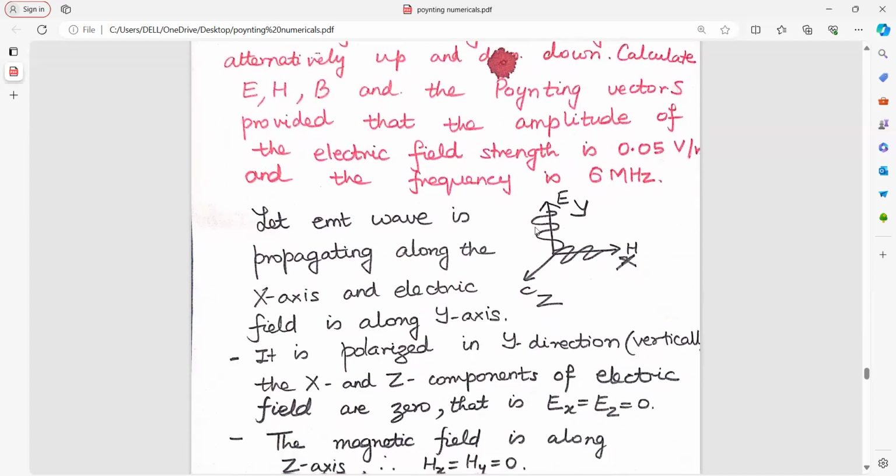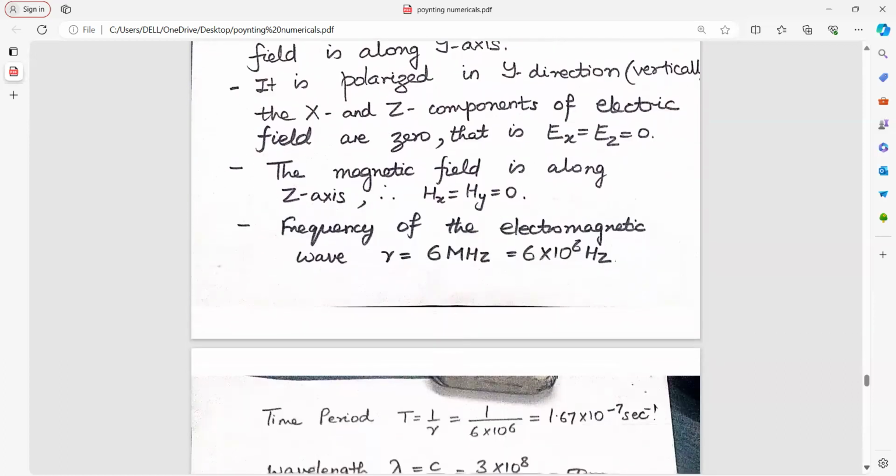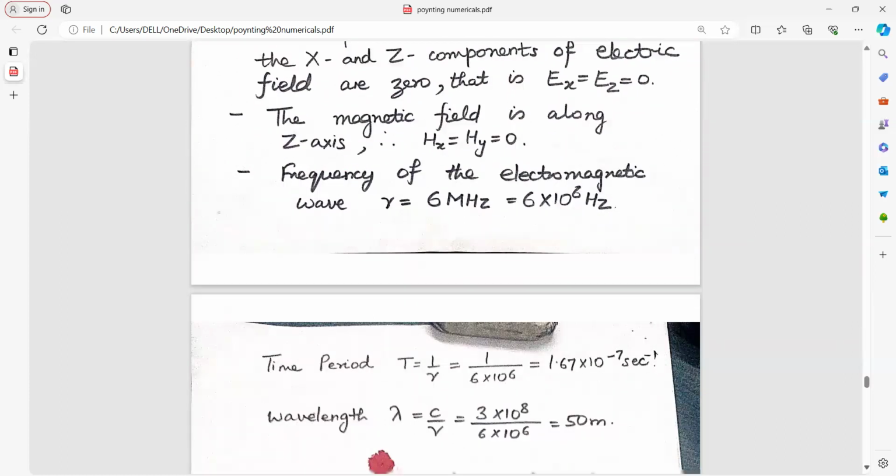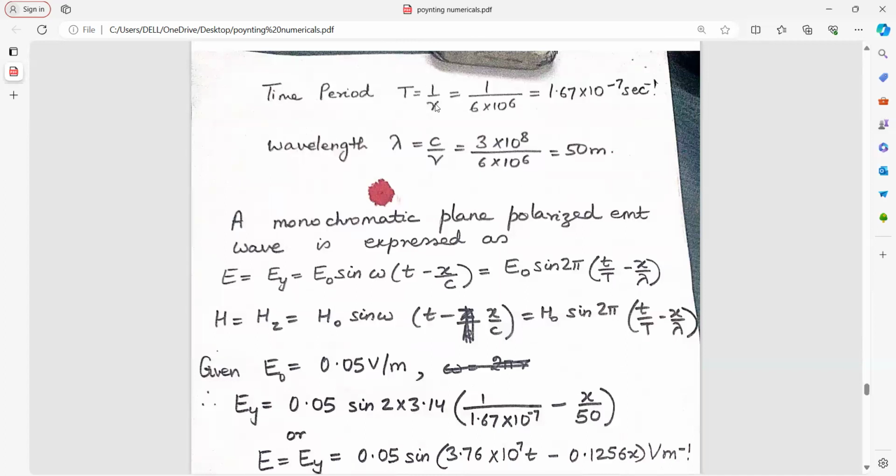How does an electromagnetic wave travel? The electric field components, the magnetic field components getting perpendicular to velocity of light. See, it is polarized in the y direction and the x and z components here are 0. This is what the numerical is telling us. So the magnetic field is along xz axis, that is hx, hy equal to 0. Frequency is 6 megahertz. Change it into hertz, that is 10 to the power of 6. You multiply it by 10 to the power of 6. Time period is 1 upon frequency. That means you get this. Wavelength is equal to C upon frequency.